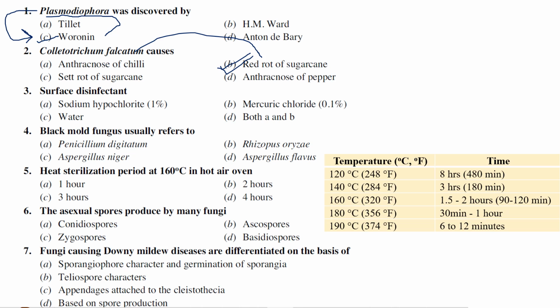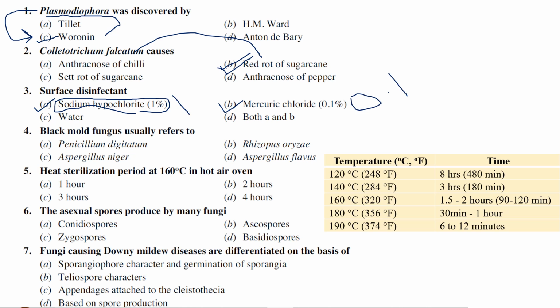So the next one is: a surface disinfectant: sodium hypochlorite, mercury chloride, water, or both A and B. Here sodium hypochlorite 1% and mercury chloride 0.1%, both can be used as a surface disinfectant. Here the concentration is very important. If it is sodium hypochlorite, the concentration is 1%. If it is mercury chloride, the concentration is 0.1%.